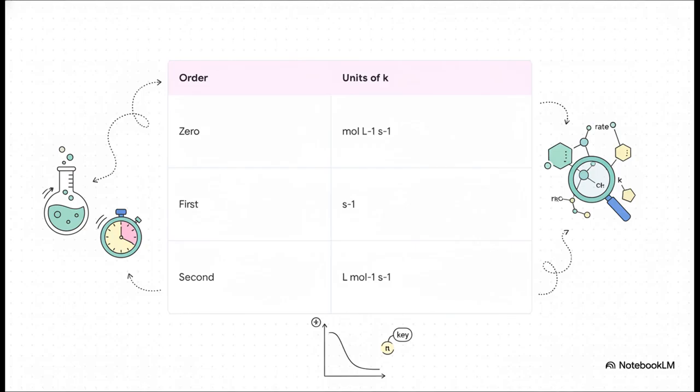By simply looking at the units of the rate constant K, you can instantly act as a detective and deduce the overall order of the reaction. No math required. If the units are moles per liter per second, boom, it's a zero-order reaction. If the units are simply inverse seconds, it's first order. If it's liters per mole per second, it's second order. The units literally give the secret away immediately.